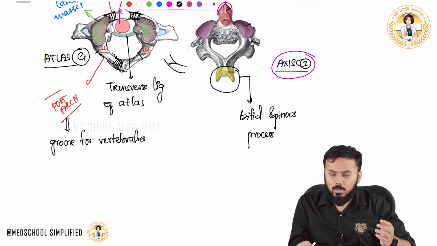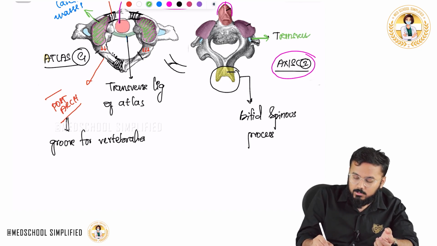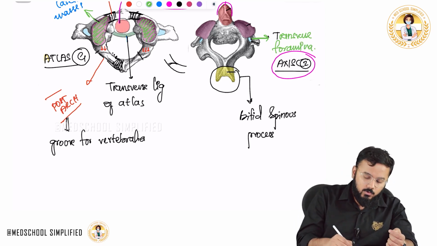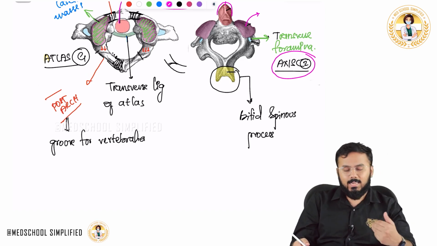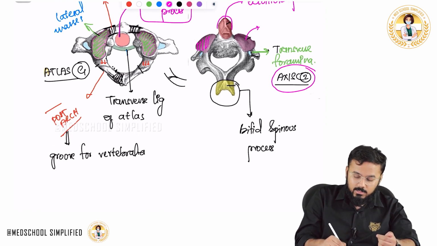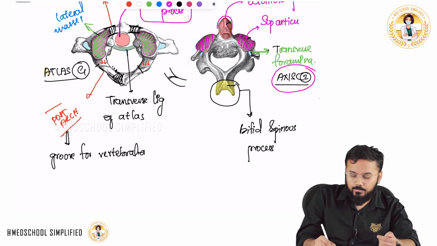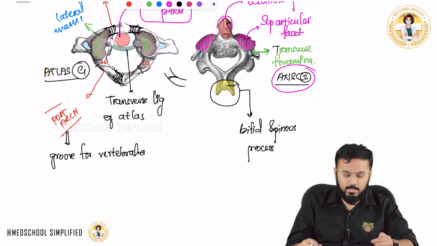And next, transverse foramina are common, vertebral foramina are common. You see, these are your transverse foramina, right? After the transverse foramina, this facet which you can see over here is called a lateral mass. Even the atlas also has lateral masses. But tell me what is the other name for this lateral mass? The other name for this lateral mass is superior articular facet.